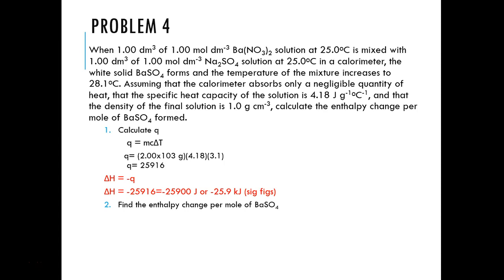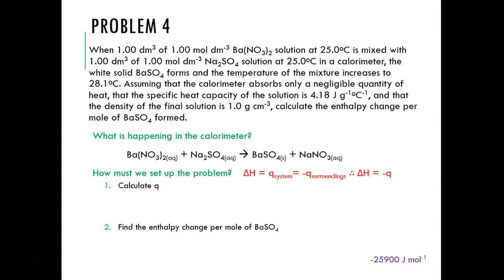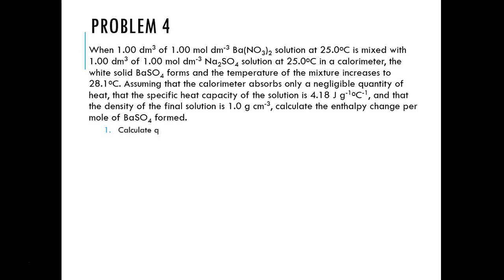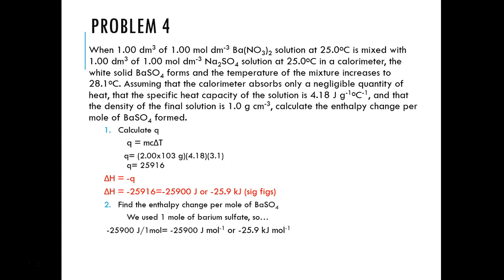And when we find the enthalpy change per mole of barium sulfate, it might help to look back at our balanced equation from the slide before. Assuming there's a 2 in front of sodium nitrate, but again, we don't really need that. We had 1 mole of barium nitrate and 1 mole of sodium sulfate that produced 1 mole of barium sulfate. So we only produced 1 mole of barium sulfate, so we just have to divide by 1, and we get negative 25.9 kilojoules per mole.